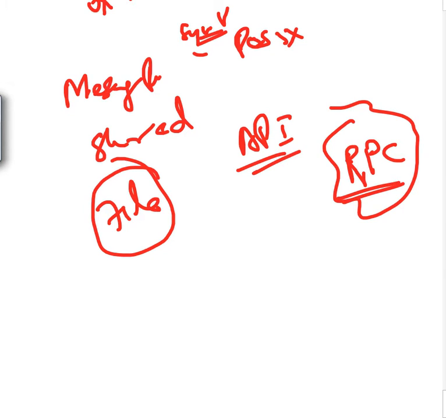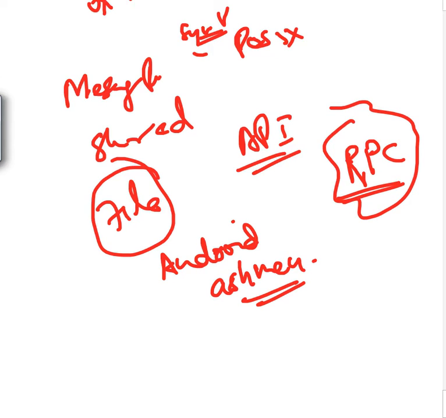Now in Android these days, they have their version of the API called Ashmem. They apply this shared memory kind of IPC, inter-process communication.